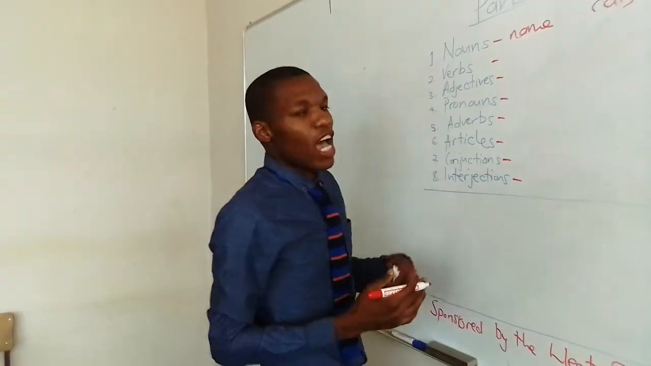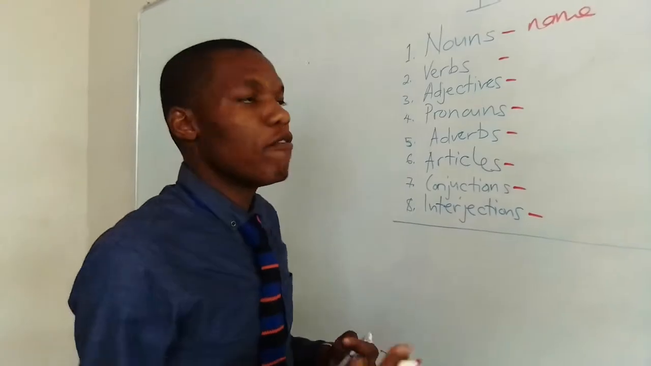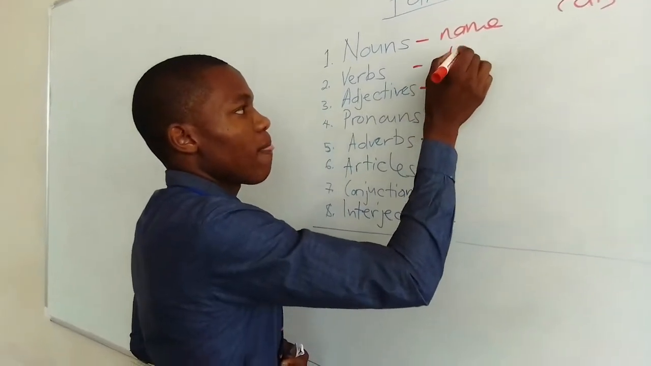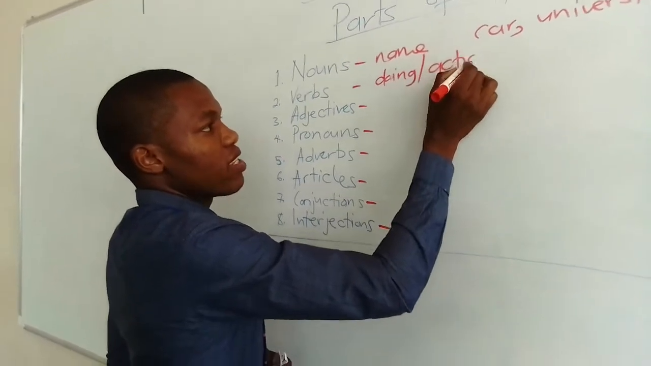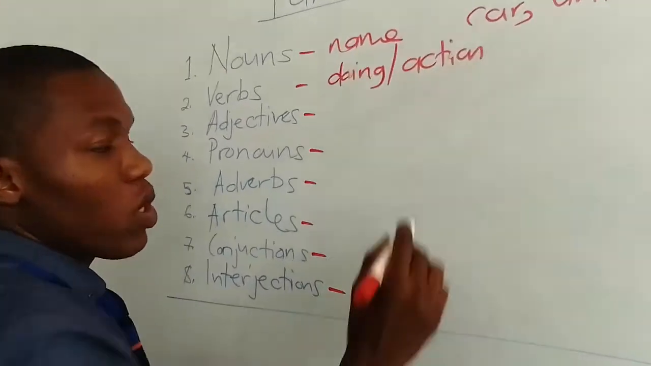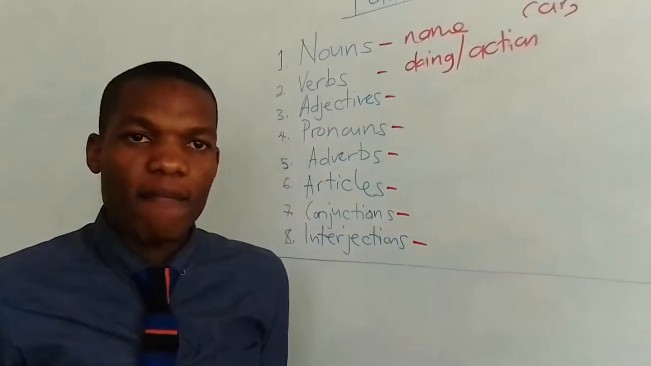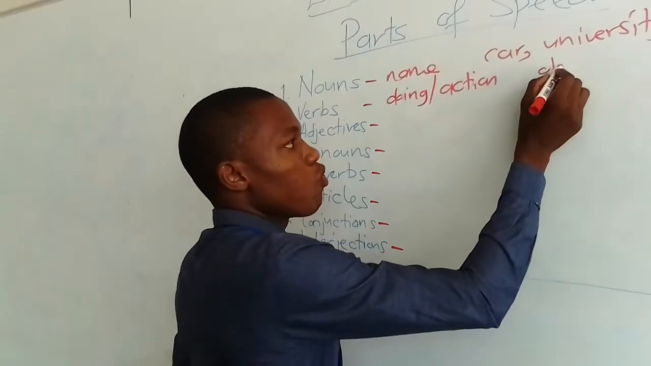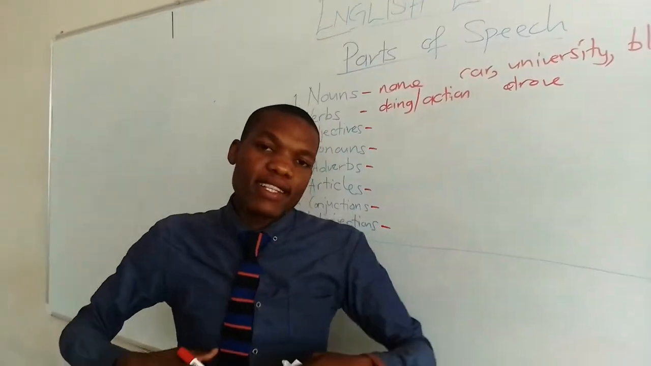Let's look at the second part of speech. This is a verb. What is a verb? Verbs are doing words. Okay, doing or action words. So if you're writing your composition and you're saying the driver drove the car, that word drove is a verb.